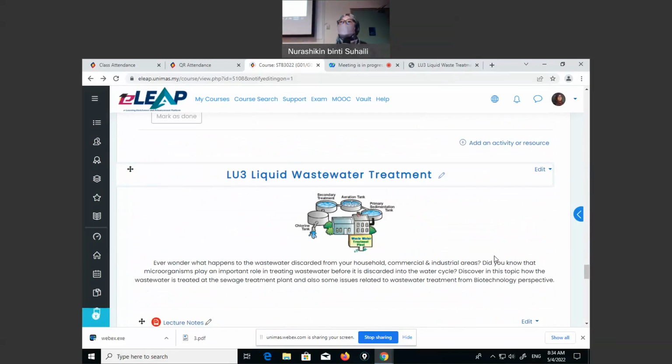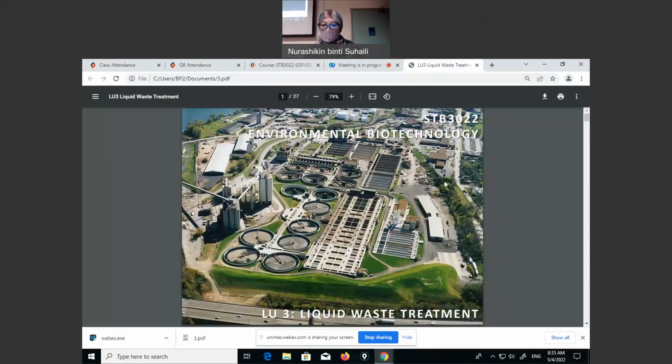Right. So what happens to the liquid that comes out from your house, from the university, from offices, from shops? Where does that wastewater go? That's what we're going to cover, and that is actually environmental science, the environmental study. But we also have to relate it with biotechnology, okay? Because we are in biotech. All right, so that's going to be our topic today.